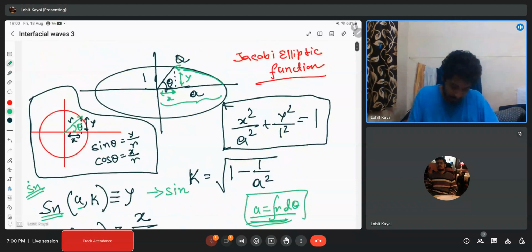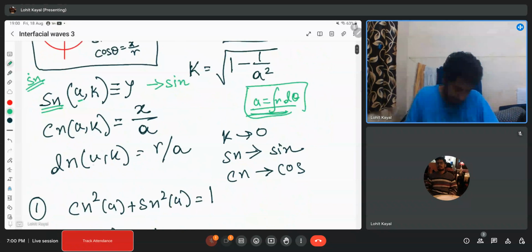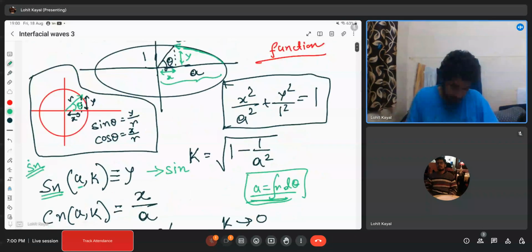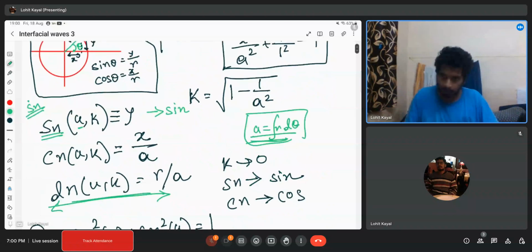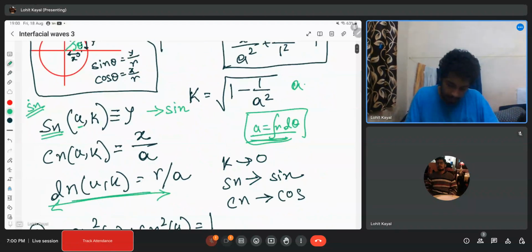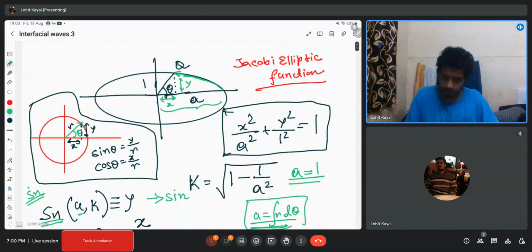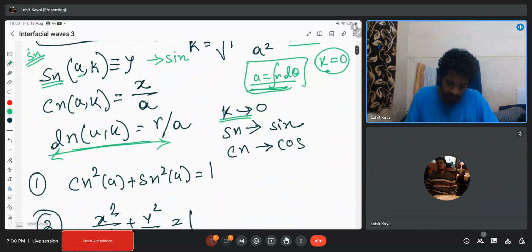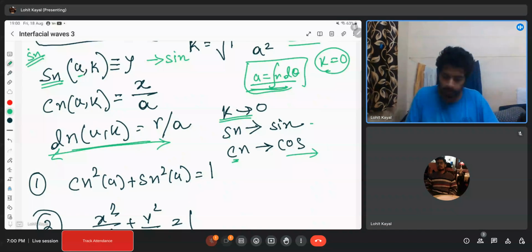A is this whole length, and for dn of u and k, there is no trigonometric analog to this function dn. The definition of dn is r over a. Now remember that when a equals 1, that means it will be a simple circle, so then k equals 0. So in the limit k tends to 0, your Sn will be converted to sine and Cn will be converted to cosine.